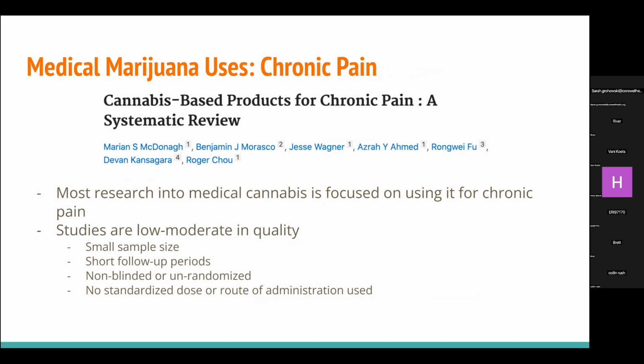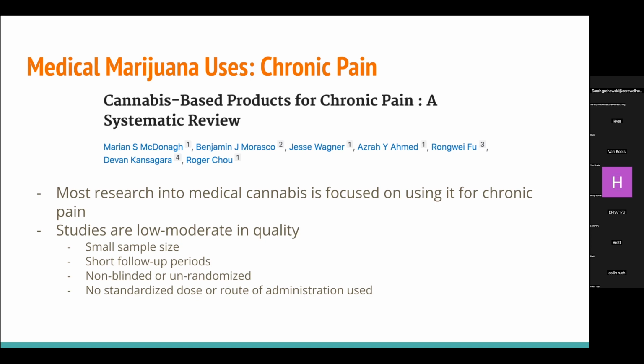A lot of the studies are non-blinded or unrandomized, so there's a lot of bias in them. And none of the studies really use a standardized dose or route of administration. So as we know, the bioavailability can really vary between the different types of cannabis products. And if you're not controlling those in studies, you don't truly understand the effect in different patients. This study in particular looked at different types of both synthetic products and plant-based products for the use in chronic pain. It's just a review of all the studies that were available.